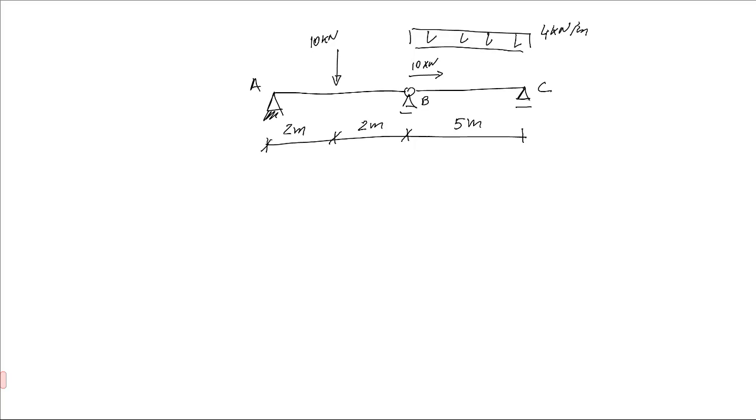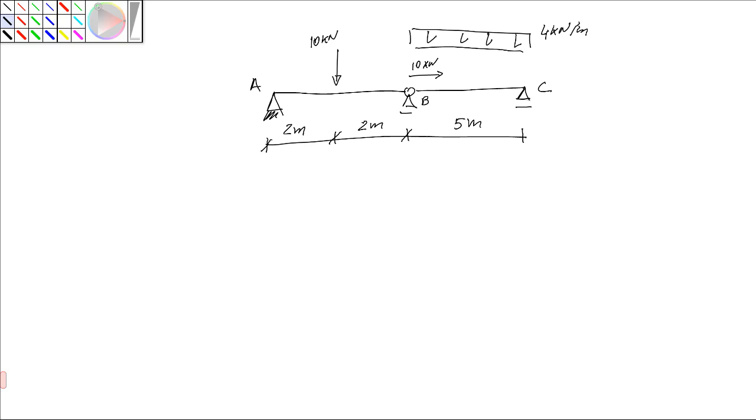We have here a beam composed by two segments, this one and then this one, connected by this hinge here. We have three supports, a hinge here, a roller here, a roller here, and then we have a concentrated vertical load here, a concentrated horizontal load applied at B, and a uniformly distributed load of 4 kilonewtons per meter. And the objective is to compute the internal forces diagrams.